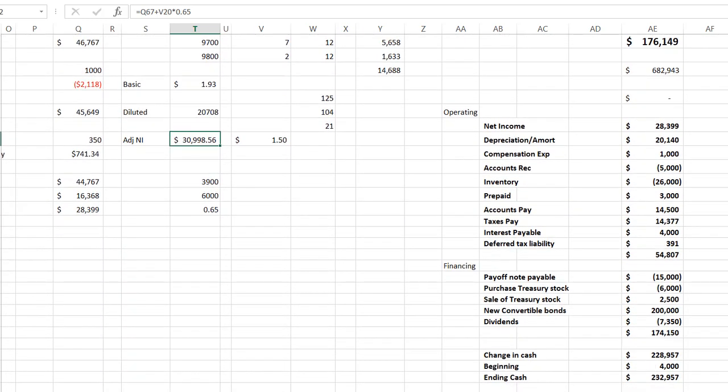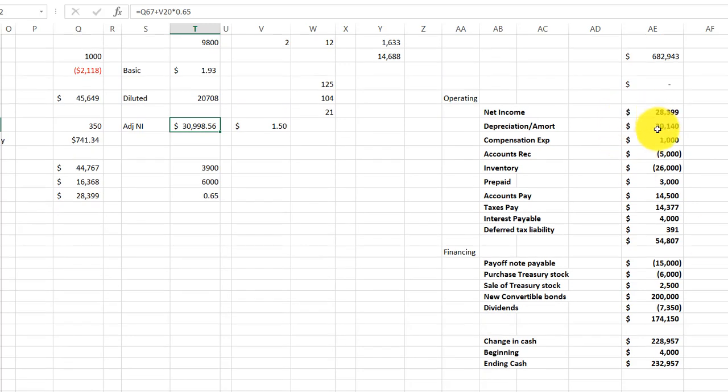And then our cash flow, starting with net income. We add back depreciation, take out our non-cash expense, or add back our non-cash expense, changes in accounts receivable, inventory, prepaids, accounts payable, taxes payable, interest payable, and deferred tax liability. Financing, we pay off the note payable, we purchase treasury stock. There were no investing activities, new convertible bonds, sale of treasury stock, and dividends, which was $73.50. So we started with $4,000 in cash, and now we have $232,957.